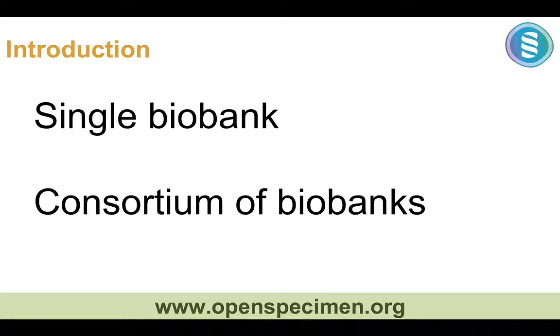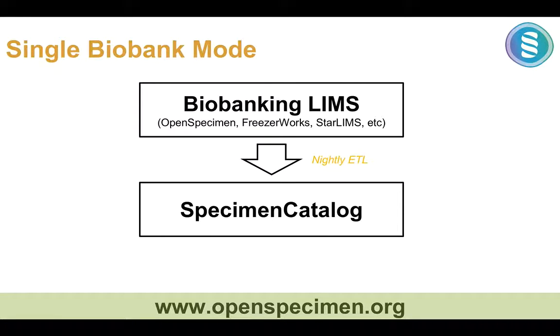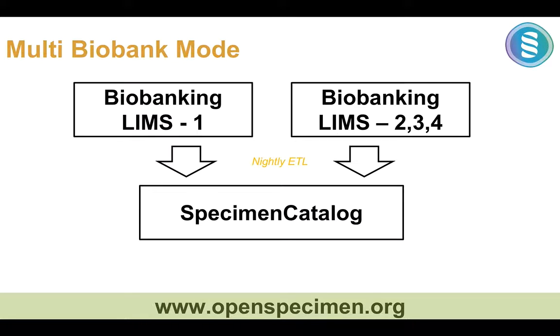So the catalog can be used either for a single biobank or for a consortium of biobanks. Let's see how you can do that. For a single biobank, you might be using either OpenSpecimen or any other biobanking tool like FreezerWorks, StarLims, etc. On a nightly basis, you will be able to transfer your data from your biobanking database to the specimen catalog, using which you can publicize your specimens to researchers.